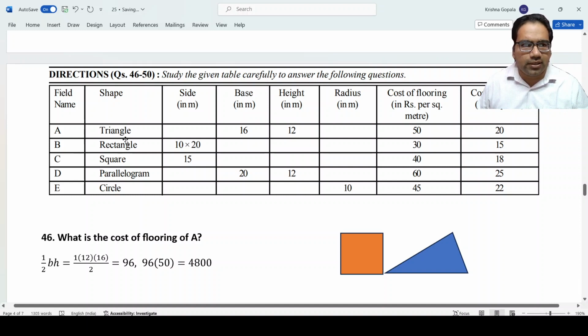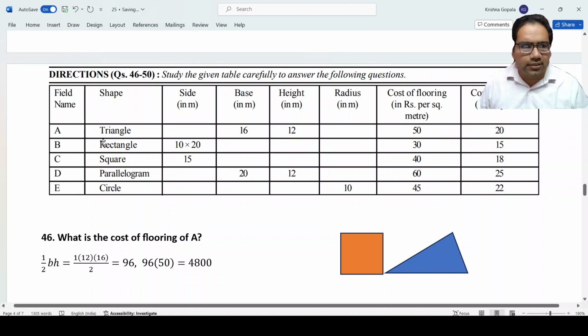Here the table is given: triangle, rectangle, square, parallelogram, circle, etc. And the side, the base, the height, the radius, etc. Then cost of flooring and cost of fencing. Cost of flooring means it's an area. Flooring is about area, right? Fencing is about perimeter. Okay. Here it is given like this.